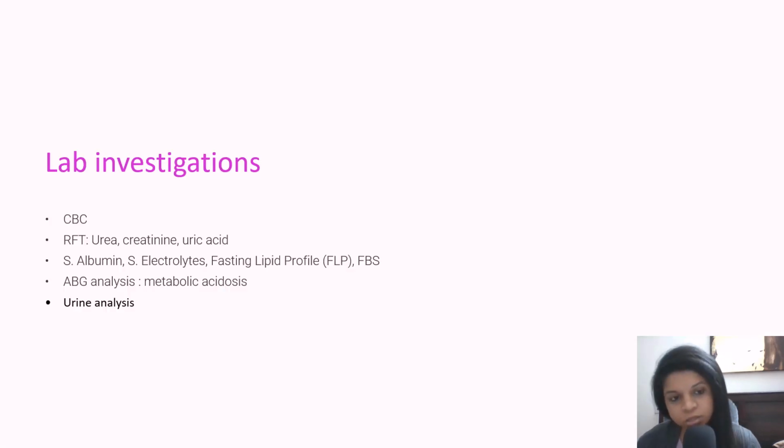Lab investigations in renal failure, what you will be doing, you can just remember it by common sense. That is CBC you will do, because the patient will be having anemia or not because of renal failure. Then RFT, you will be checking obviously to check how much the renal function has deteriorated. And then serum albumin to check how much proteinuria is there, and then serum electrolyte to check for the electrolyte balance.